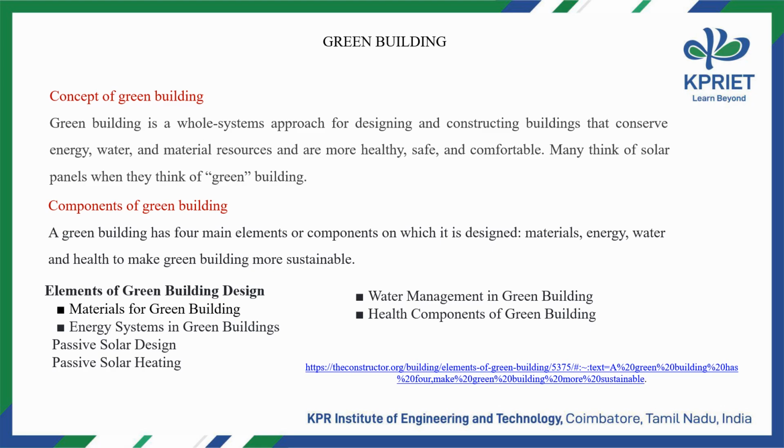Components of green building. A green building has four main elements or components on which it is designed: materials, energy, water, and health to make green building more sustainable. Elements of green building design: materials for green building, energy systems in green buildings, water management in green building, health components of green building.